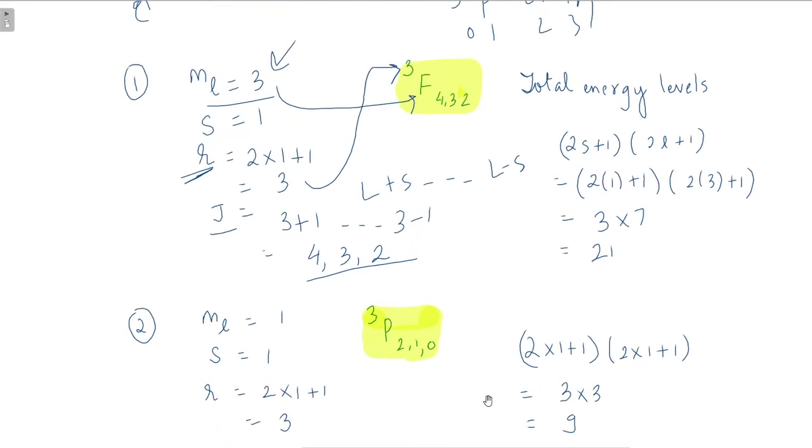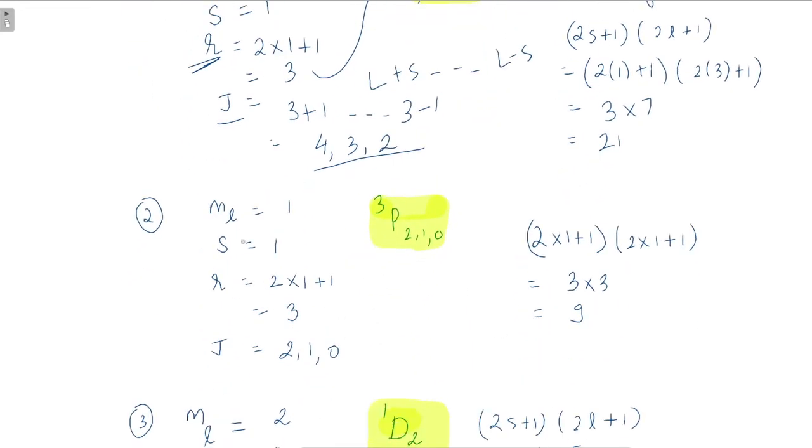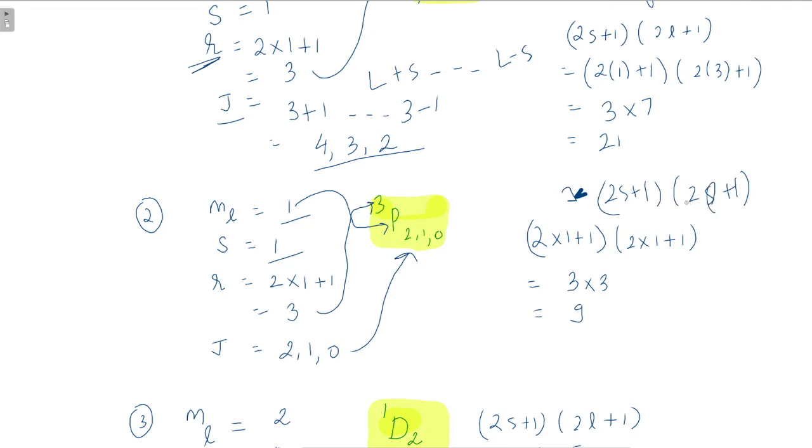The second term here is for ml equal to 1 and s equal to 1. This is also from the first table. For ml equal to 1, we have the term as P, and for s equal to 1, 2S plus 1 is 3, right? And then we have the values of J, L plus S to L minus S. And these are the energy states. How do we calculate the number of energy states? 2L plus 1. Okay.